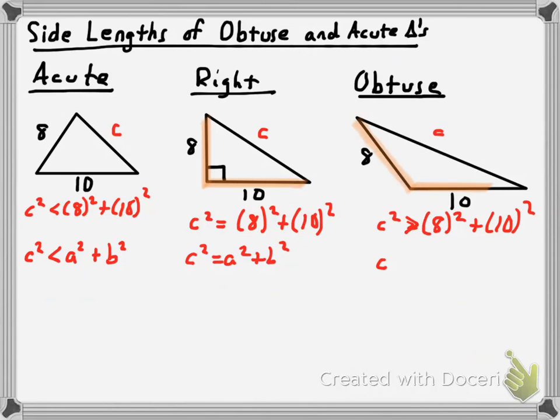And just generally speaking then, in any obtuse triangle, the longest side squared is going to be greater in value than the sum of the squares of the 2 shorter sides of that triangle. So, these are the 3 facts that you need to know right here.